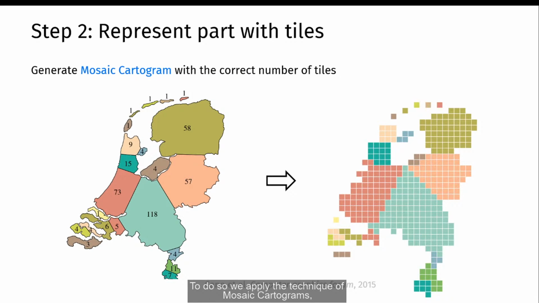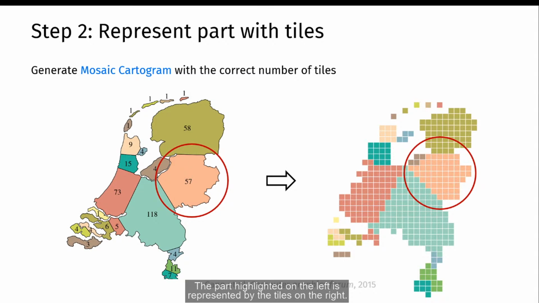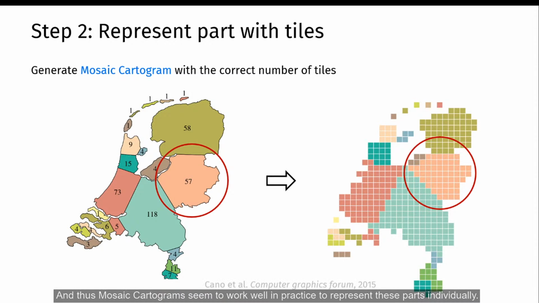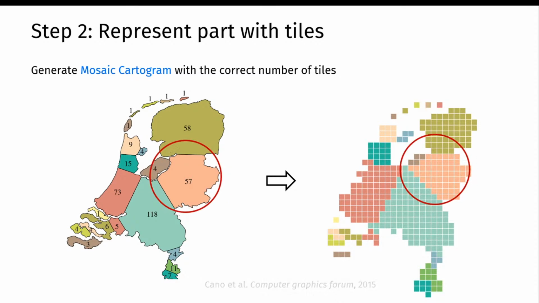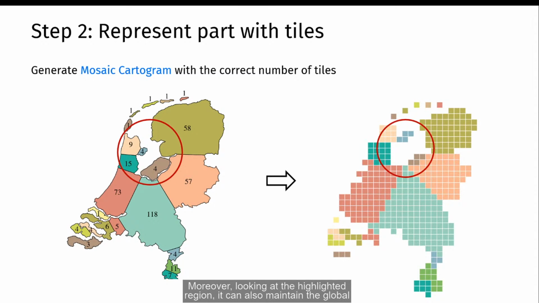To do so, we apply the technique of mosaic cartograms, designed to solve this problem in the context of generating tile-based cartograms. The part highlighted on the left is represented by the tiles on the right. The shape of the tiles roughly matches the part, and mosaic cartograms seem to work well in practice to represent these parts individually. Moreover, looking at the highlighted region, it can also maintain the global shape, including highly non-convex features.